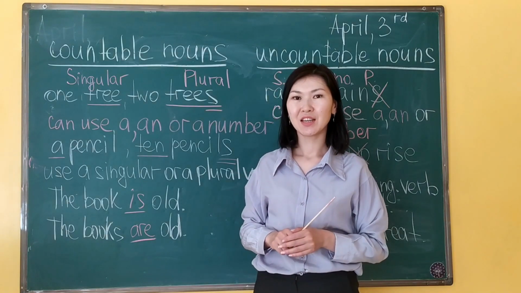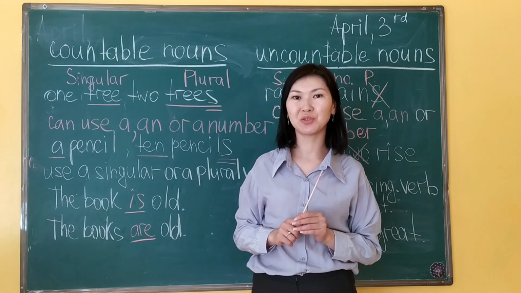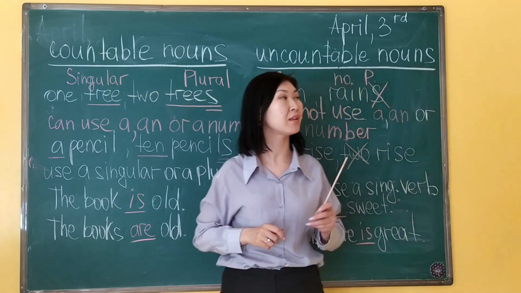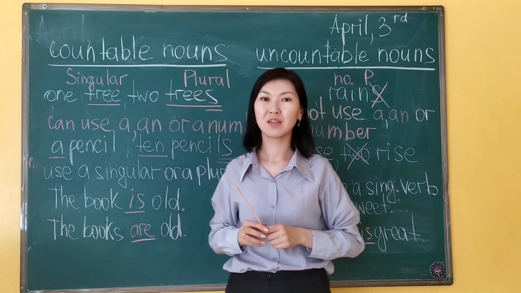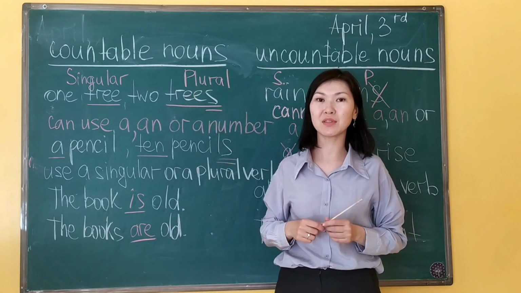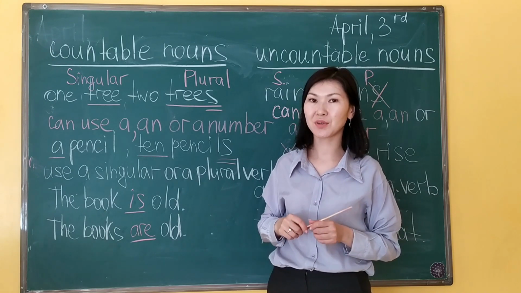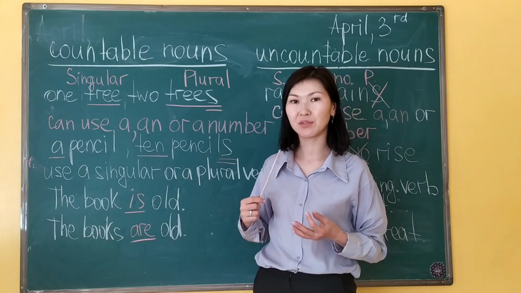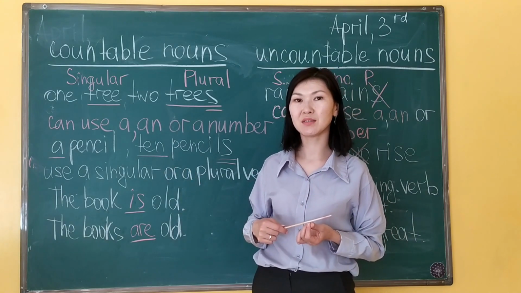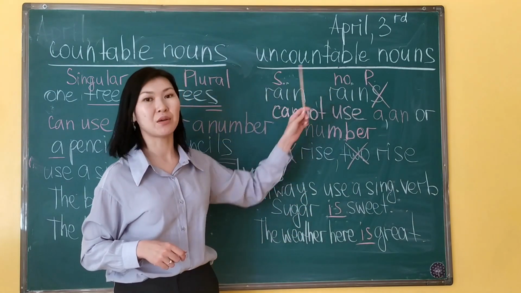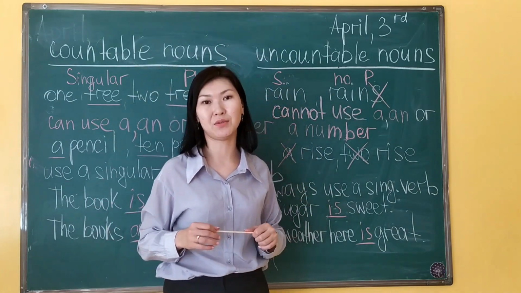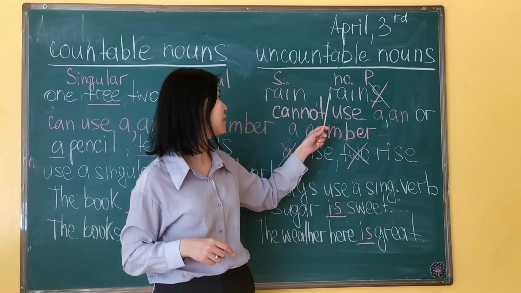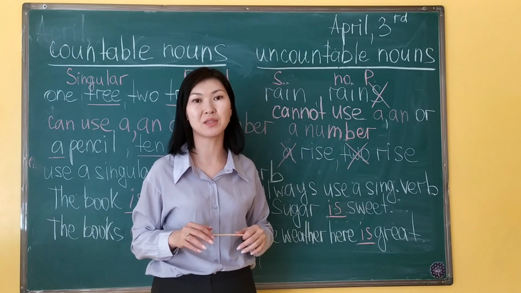Nouns in English can be divided into two groups: countable nouns and uncountable nouns. Countable nouns are nouns that we can count. For example, tree. We can count trees: 1 tree, 2 trees, 3 trees. And uncountable nouns are nouns that we cannot count. For example, we cannot count rain. 1 rain, 2 rains, no, it is not possible.